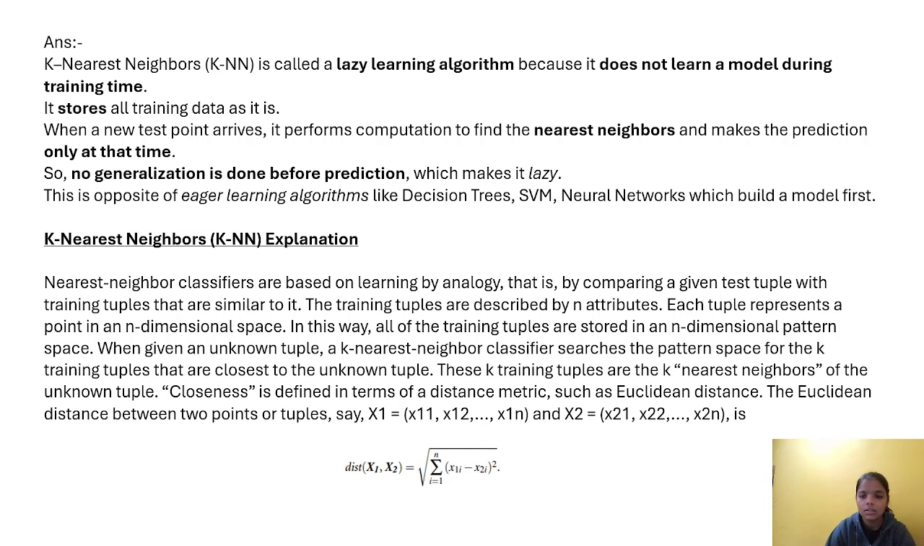The Euclidean distance between 2 points or tuples, say X1, which consists of x11, x12, x13, and so on, and X2, which consists of x21, x22, x23, and so on up to x2n, is calculated with the following formula. As you can see here, distance between X1 and X2 is equal to the square root of the summation of i equals 1 to n of (x1i minus x2i) whole square.